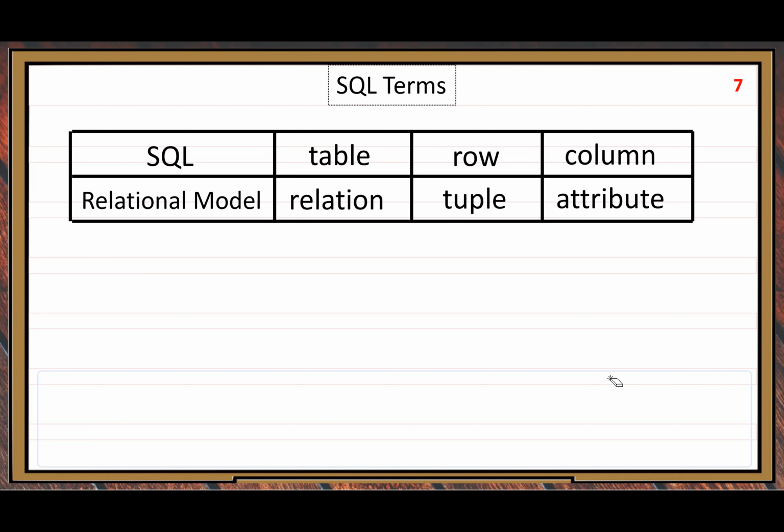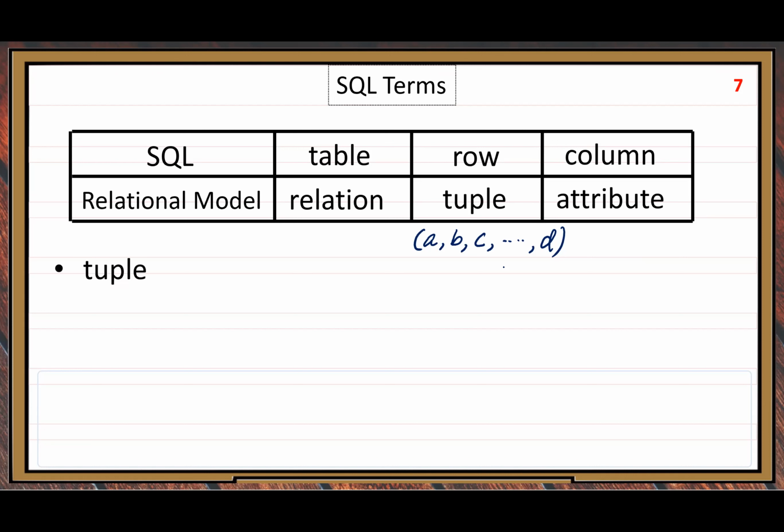Later we will see, usually we use parentheses: A, B, C, D, a tuple. Column corresponds to attribute.